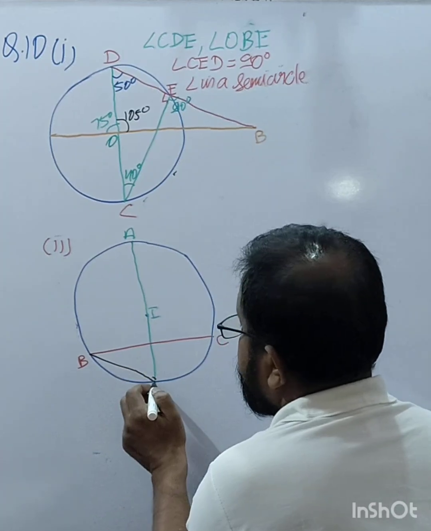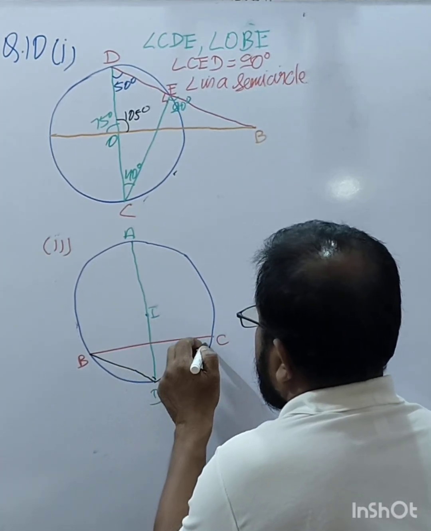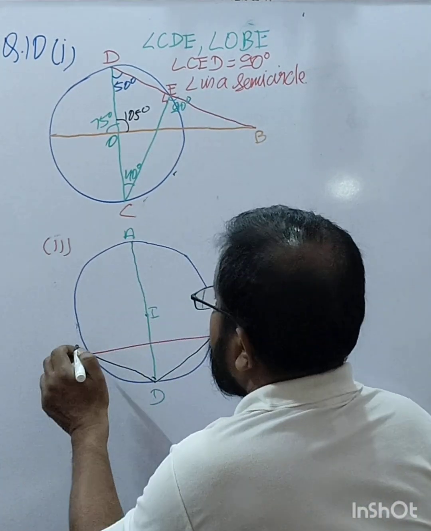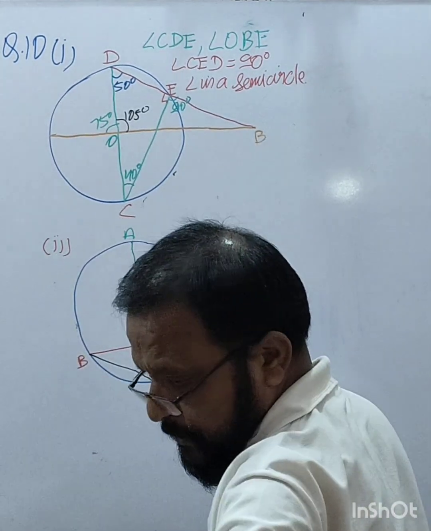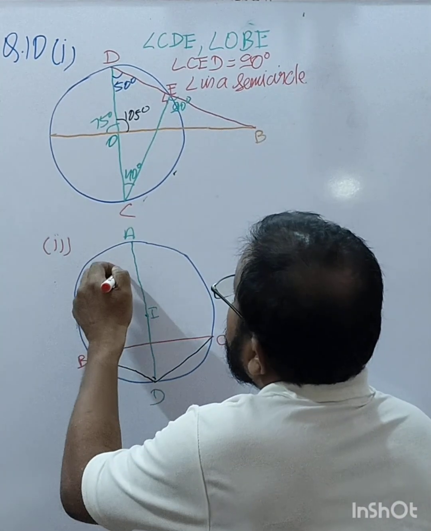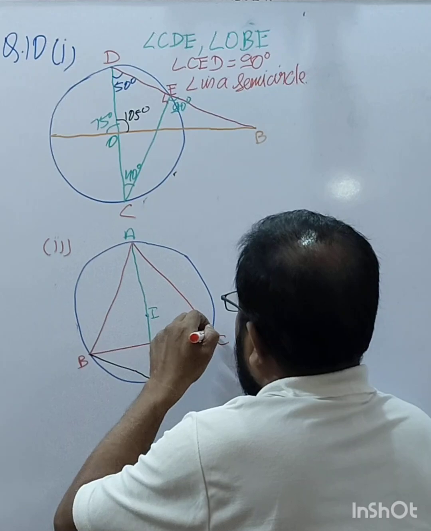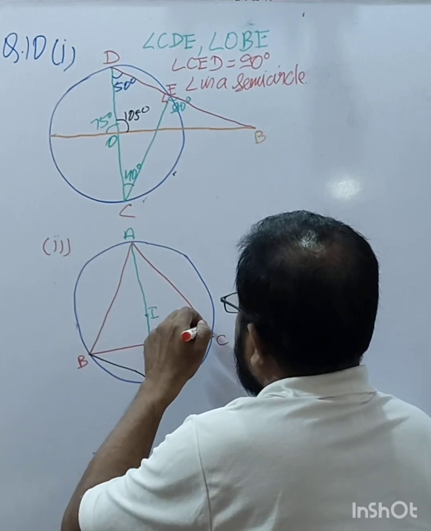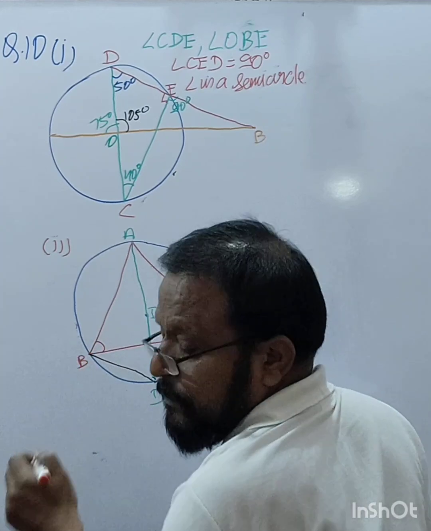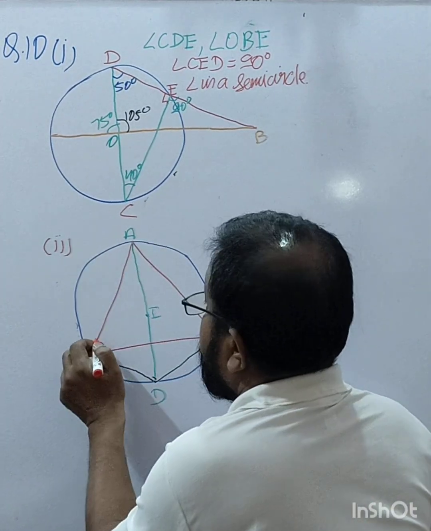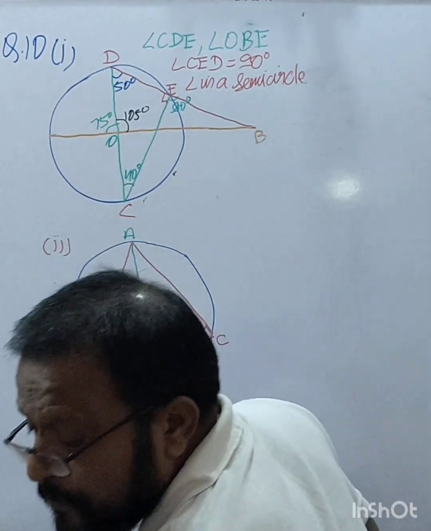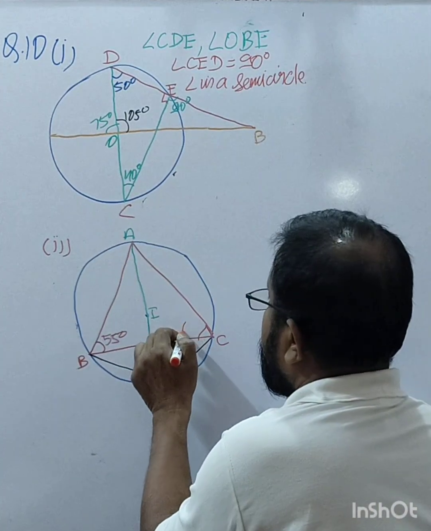It is joined like this, right? And this triangle is joined like this and this, right? This angle is of 55 degree and this angle is of 65 degree.